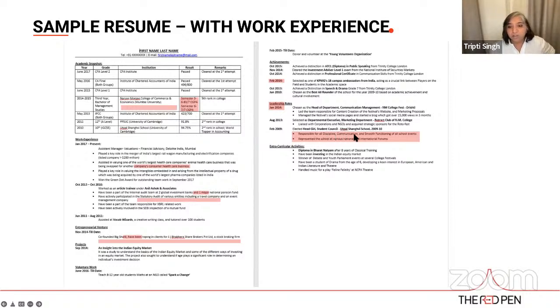Responsible for all discipline, communication, and smooth functioning of all school events, represented the school at various national and international forums. Does this sound exciting to you? Does it sound like this person is super impactful as elected head girl? So, there is scope to make this resume more impactful with some of these points, but of course, head girl will not come in at all.